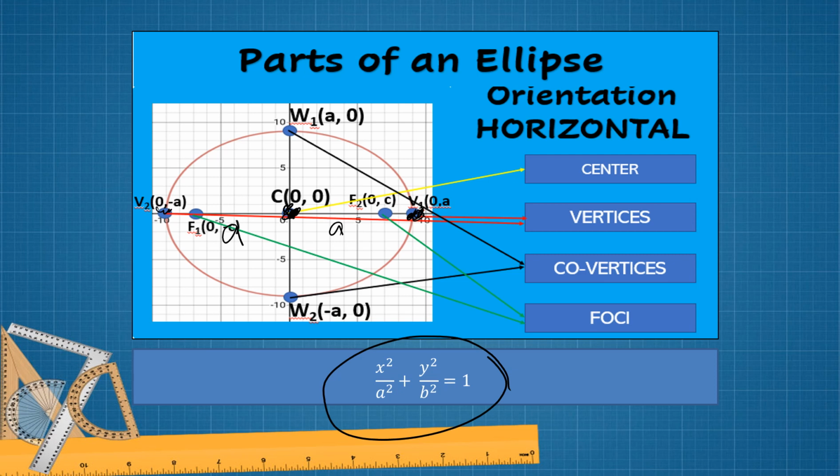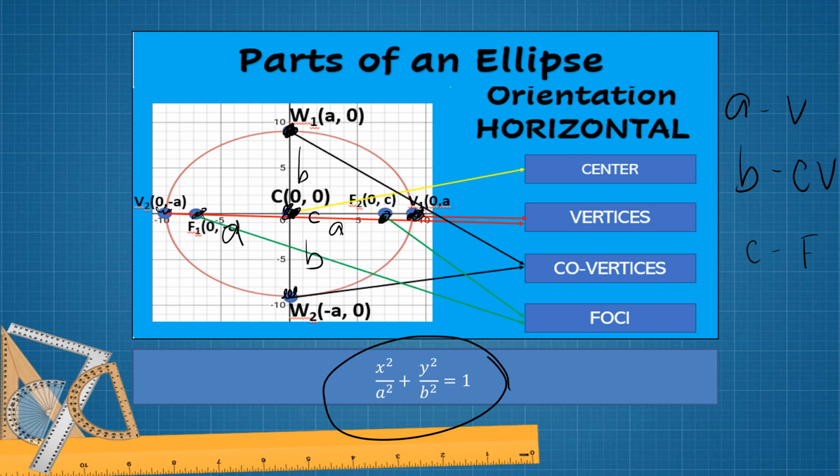While this is what we call the co-vertices. From the center to any endpoints of the co-vertices, there are b units. And then, we also have the foci. From the center to the foci, there are c units. So it implies that a is used for vertices, while b is used for co-vertices, and c is used for foci.